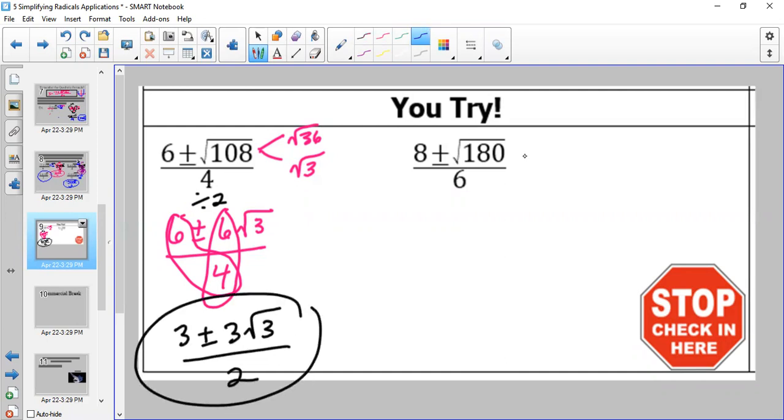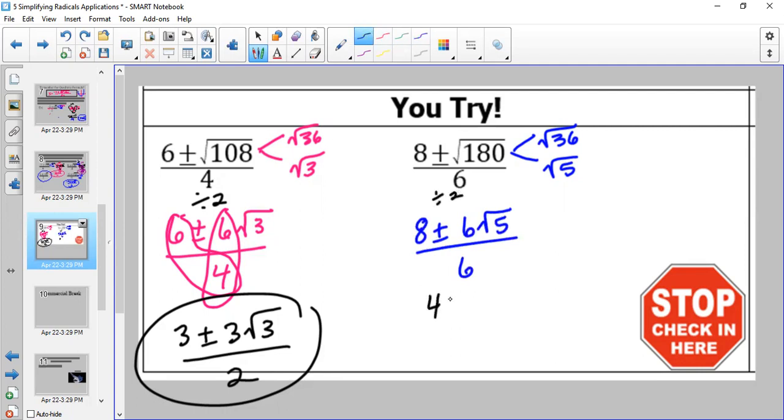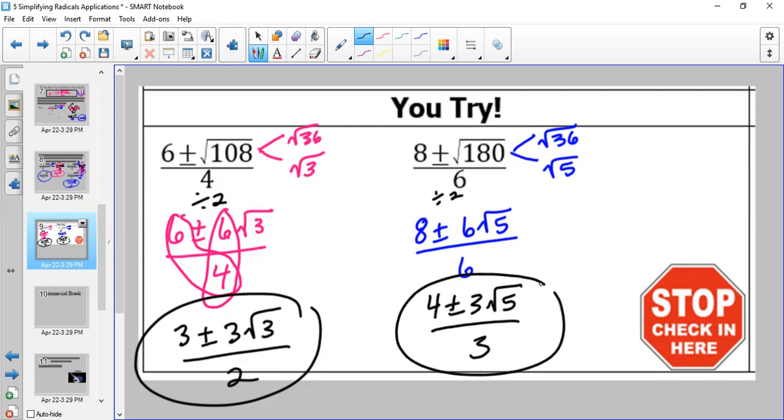All right, next one. 180, I believe, is divisible by 36. Yep, 36. 36 times 5, that would give us 6 square root of 5 all over 6. These also are all divisible by 2, and that would give us 4 plus or minus 3 square root of 5 all over 3 as our final answer.